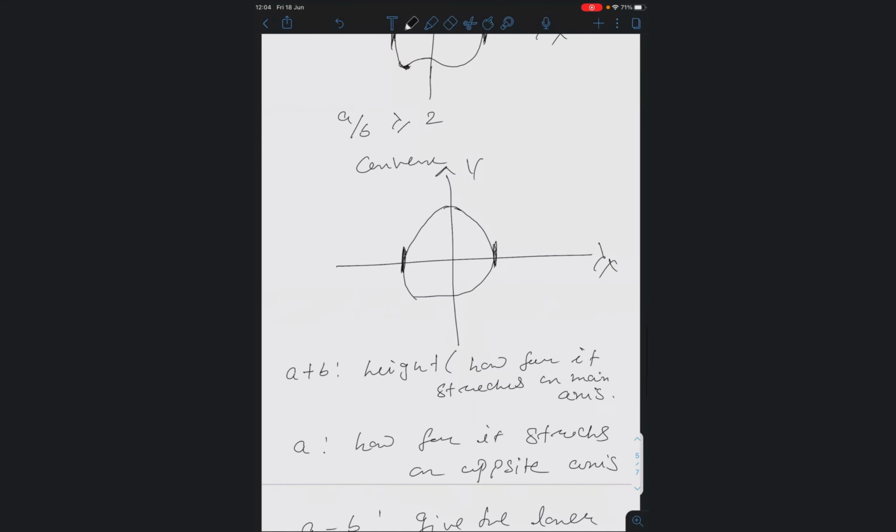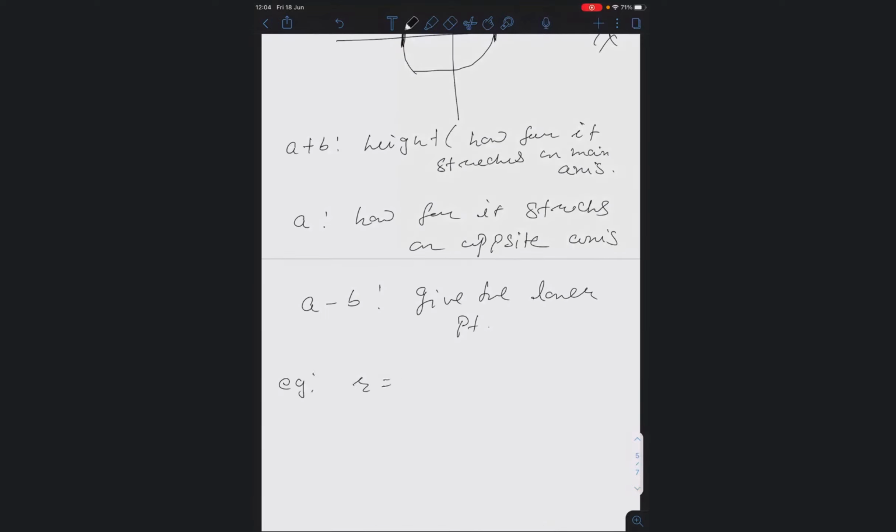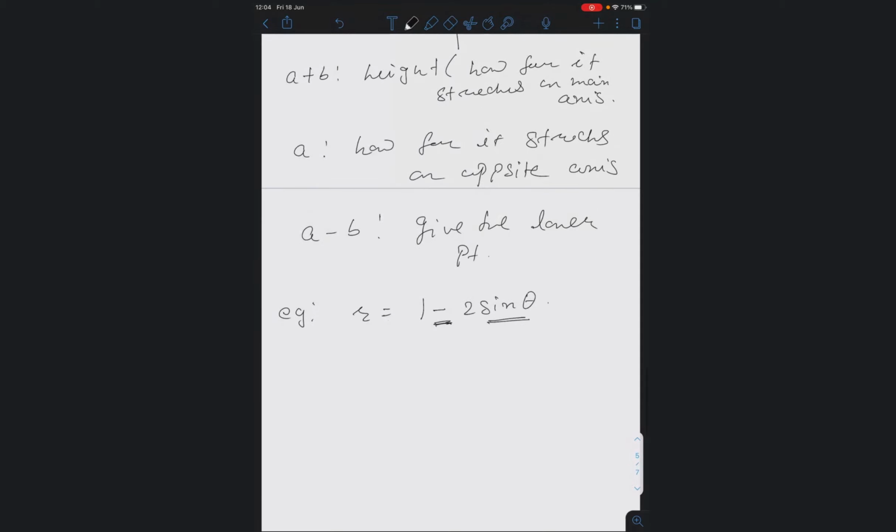Just to have an idea about what kind of graph you are going to get, suppose, for example, you take r is equal to 1 minus 2 sine theta. Now, looking at the equation itself, you can tell me, sine theta means on the y-axis you will have... Because of the negative sign here, the major portion of the graph will be on the negative y-axis. Okay? Is it clear? Yes, ma'am.